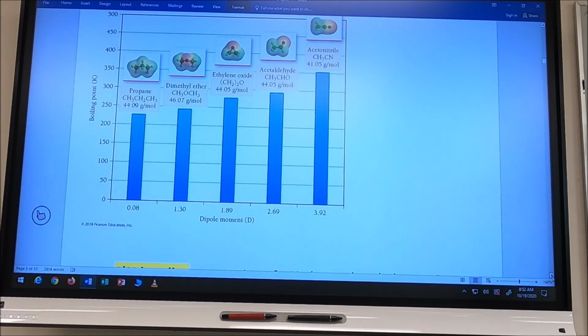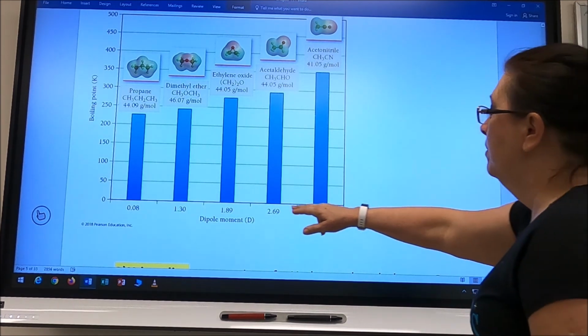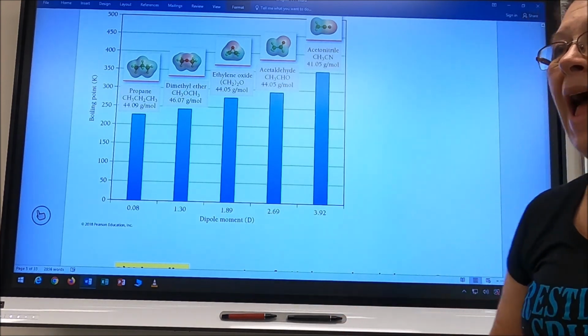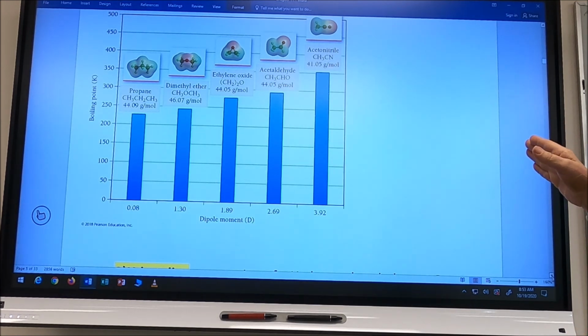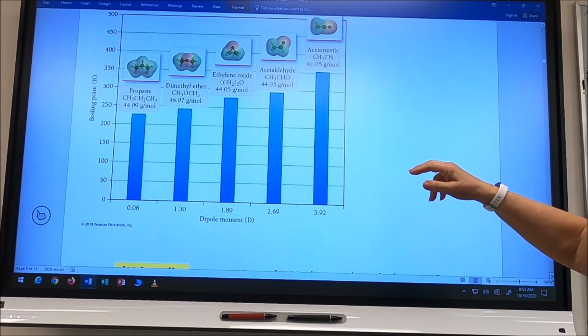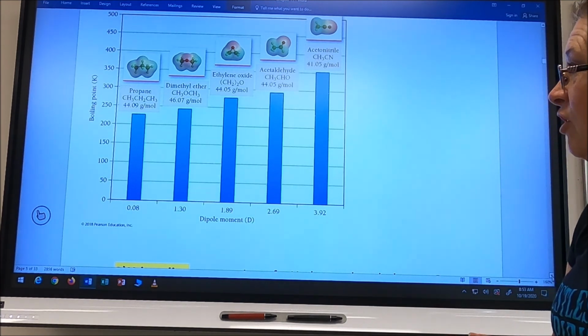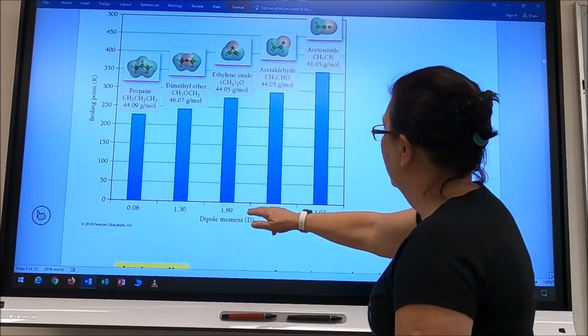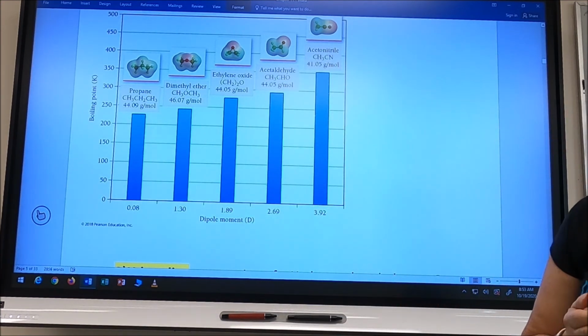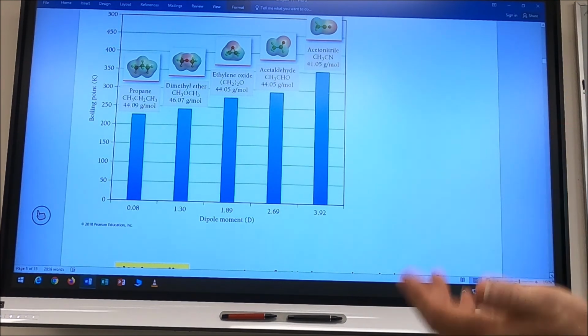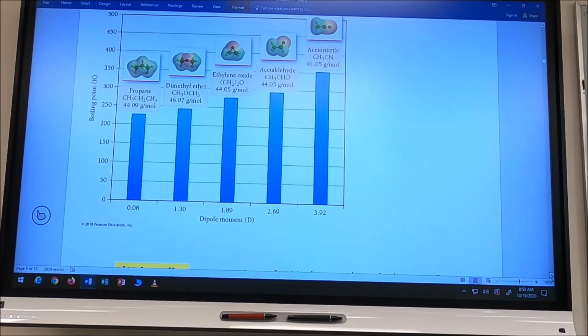Here we're showing propane, dimethyl ether, ethylene, acetaldehyde, and acetonitrile. Now, if we look down here at the bottom, dipole moment is referring to how polar the molecule is. The more polar the molecule, the larger the dipole moment, and that means there's going to be stronger attractions between the particles. Notice that as the dipole moment increases, the boiling point increases. The stronger their attractions, the more they hold together, the harder it is to get them to jump into the gas phase.